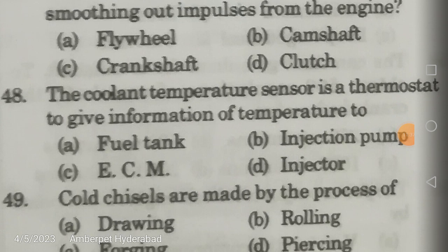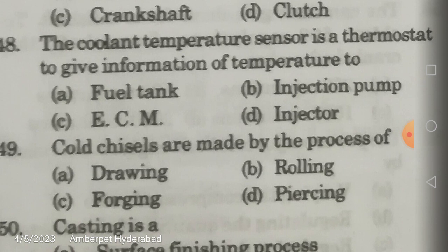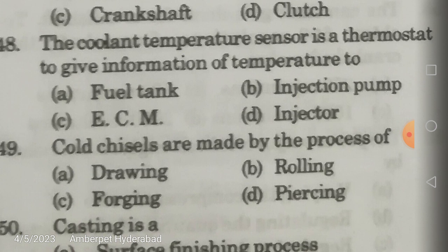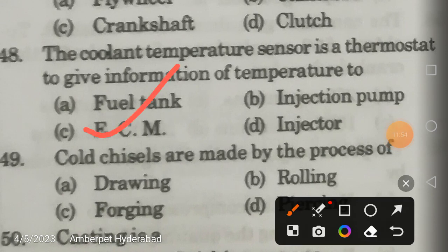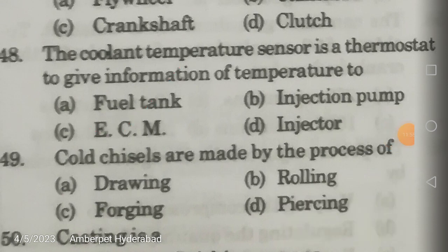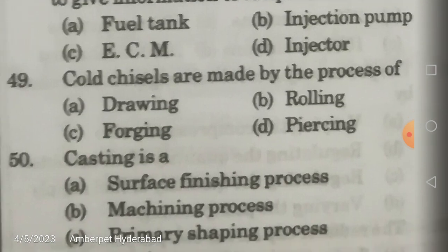Right. The coolant temperature sensor is a thermostat to give transformation of temperature to what? It is to ECM. The coolant temperature sensor is a thermostat to give information of temperature to ECM. It is something called electronic control circuit or something like that. Okay, friends? Right. Cold chisels are made by the process of what?